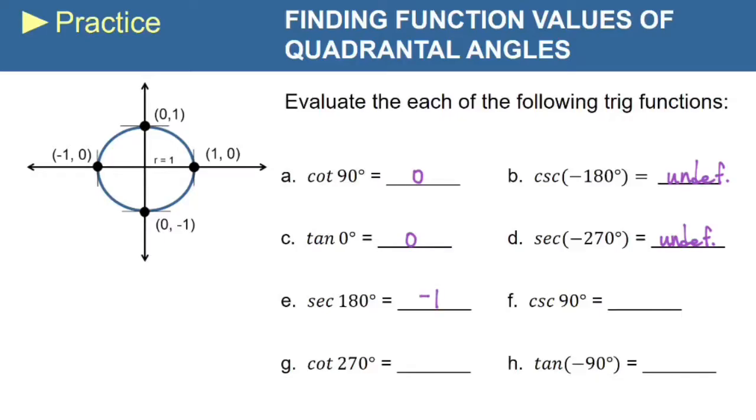For cosecant of 90 degrees, of course, the terminal side of 90 goes out the top of the circle. Cosecant is 1 over y, so that's 1 over 1, which is 1.